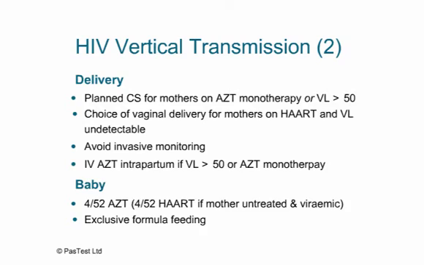If the mother goes into labour with a viral load greater than 50, then intravenous AZT or zidovudine should be commenced intrapartum. The baby should receive 4 weeks of AZT monotherapy, unless the mother was viremic and untreated, in which case the baby should receive 4 weeks of highly active antiretroviral therapy, i.e. 3 drugs. And the baby should be exclusively bottle-fed.